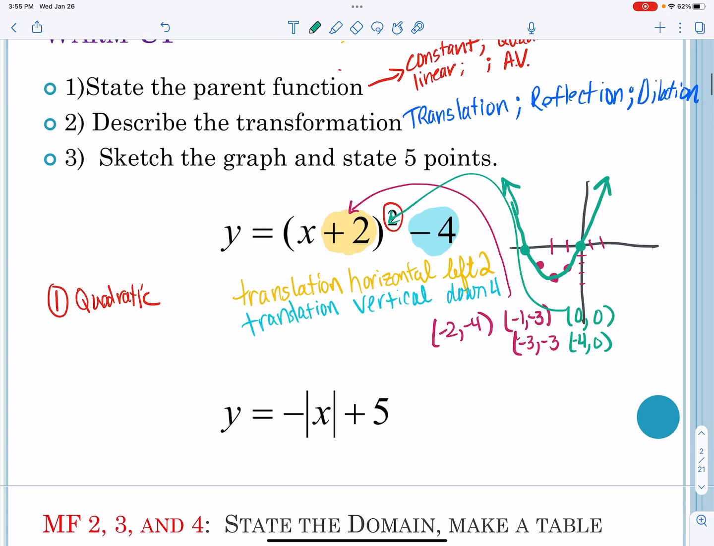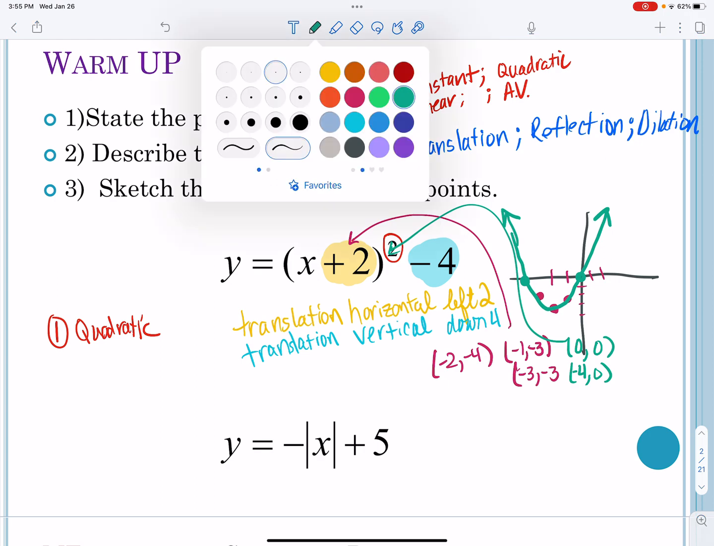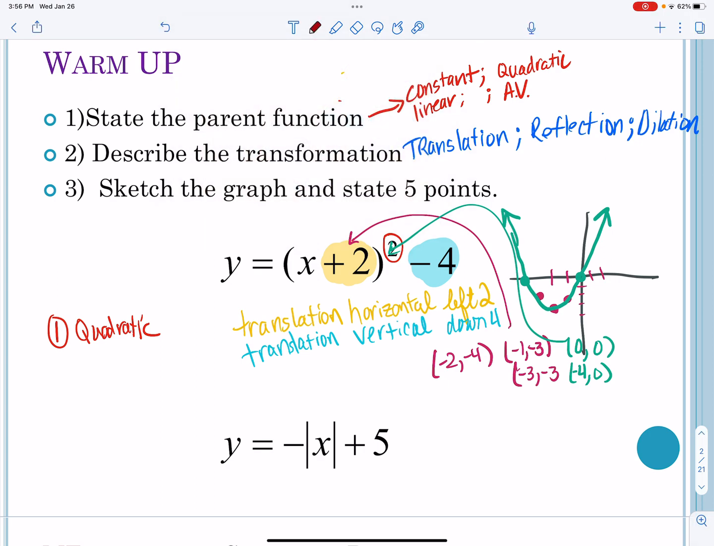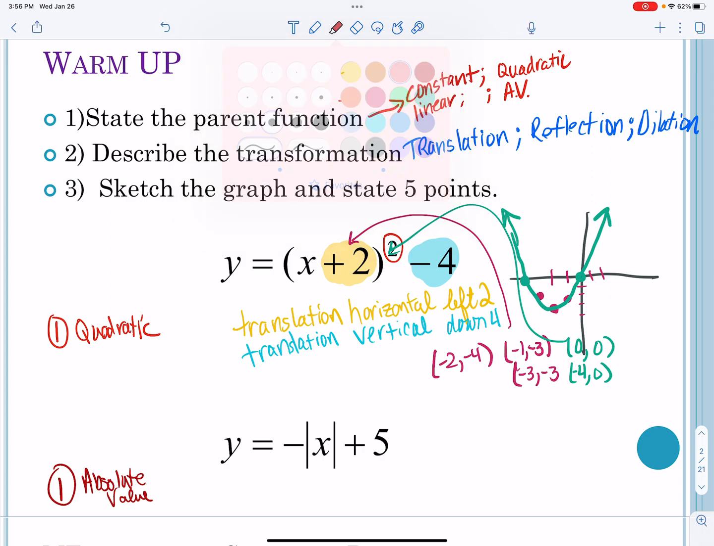Okay, and so I asked you to do this other one. If you did not get it done, try it now. Pause and try it now that you saw one example. Okay, the name of this function is absolute value. How do I know? Because it has an absolute value sign, right? Okay, it has a couple of transformations. Let me just mark them because sometimes I think it's easier to see.